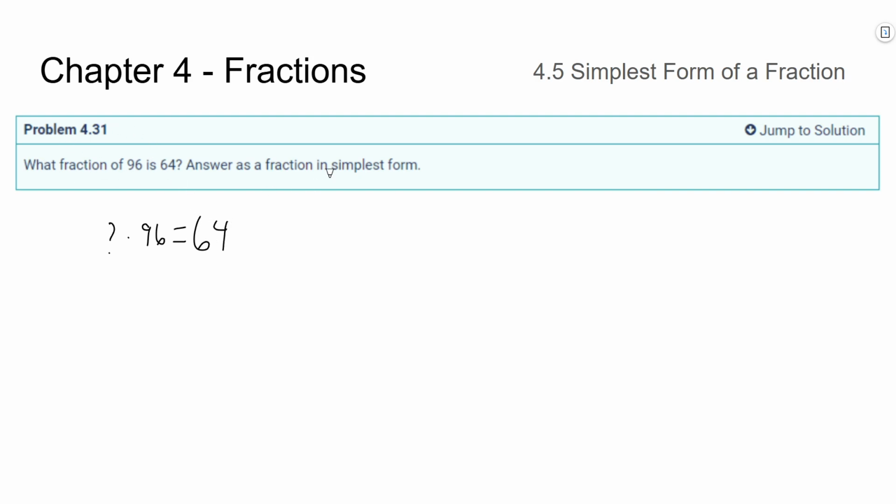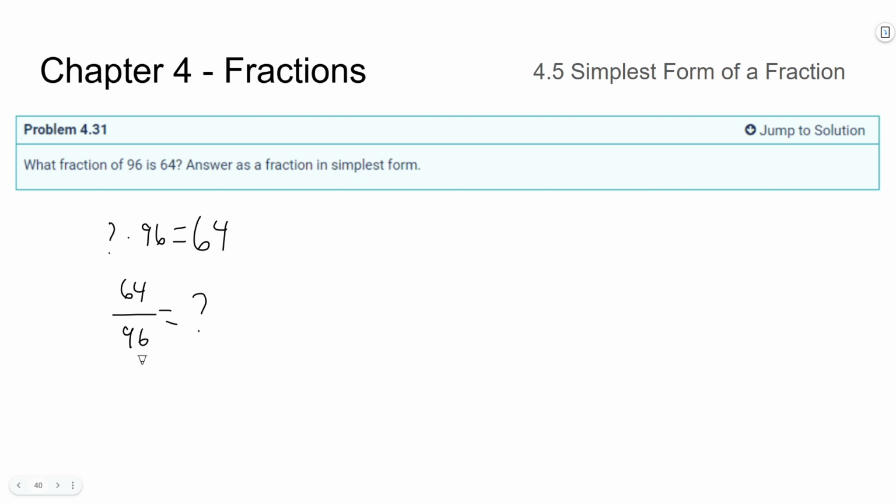So we'll just rewrite this word problem into an equation, make it a little bit easier to work with. So what times 96 is 64? That's the same thing as saying 64 divided by 96 is what? So 64 divided by 96 would be our answer.